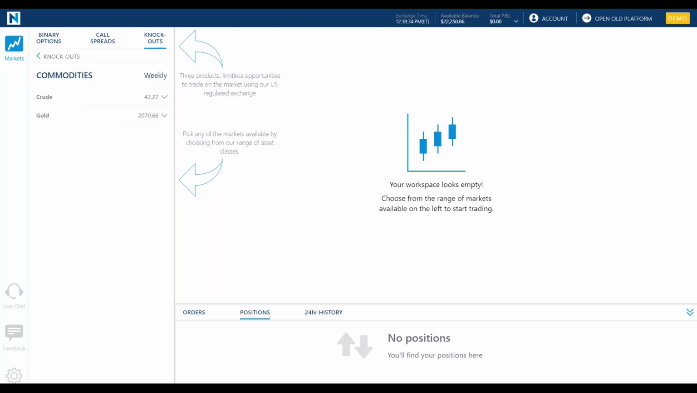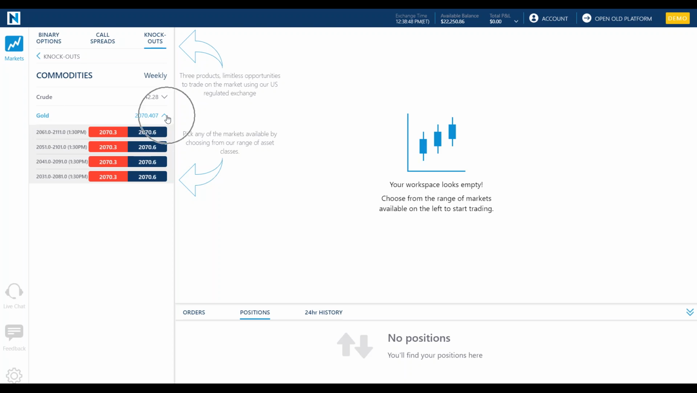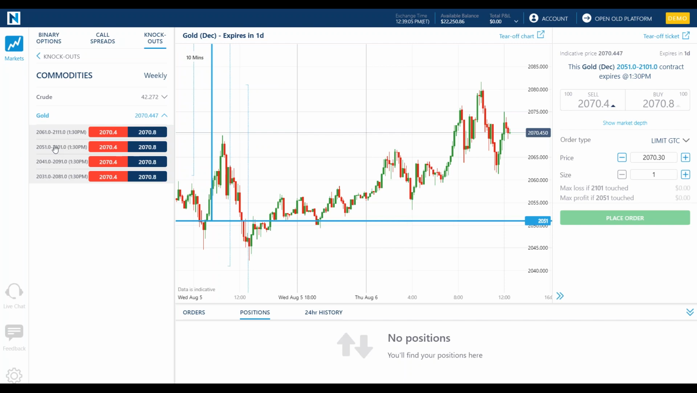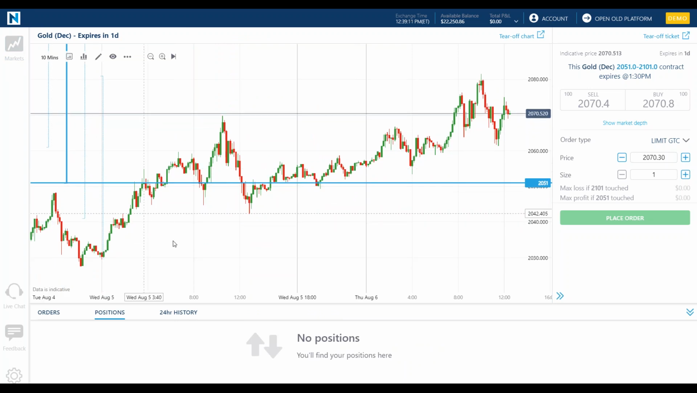I am going to focus today, just because I mentioned it, on gold. It's just a hot product, so I'm going to use that as my example today. But we've got knockouts for both crude oil and gold commodities. When I click on this little arrow, I can see that there are 4. There will always be 4 knockouts, and knockouts are always weekly in nature. I am going to pick any one of these because it doesn't really matter at this moment which one I click on. But when I click on one, it's going to populate a chart and bring up an order ticket. I am now going to click on this market section, clear that out of the way, and even clear these positions out.